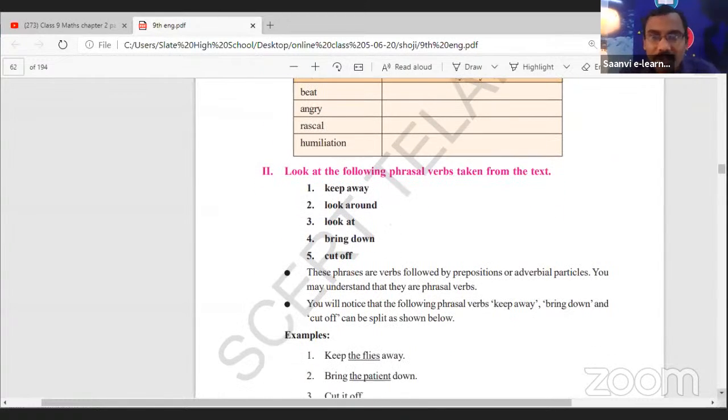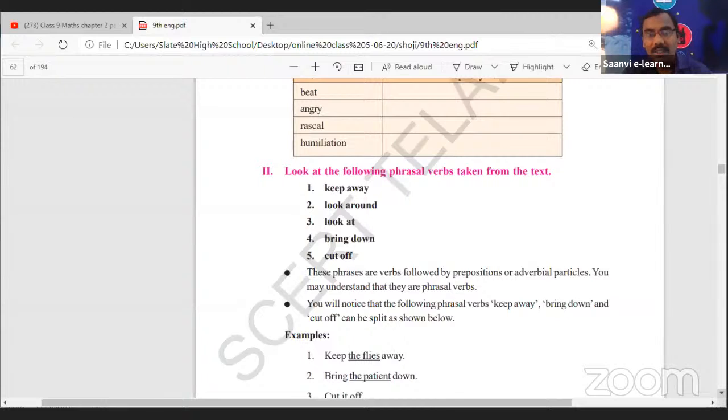So next bit. Look at the following phrasal verbs taken from the text: keep away, look around, look at, bring down, cut off. These phrases are verbs followed by prepositions or adverbial particles. You may understand that they are phrasal verbs. When you see keep away, you may feel that something should be kept away from a place, but the actual meaning is absent. Why did you keep away from the school? Why were you absent from the school?